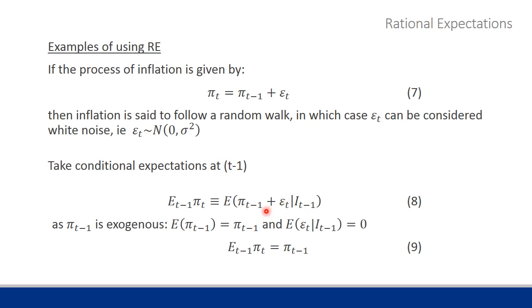Further, we can note that the expectation of pi t minus 1 is just itself. It's already happened. And the expectation of the shock, because we have given this distribution a mean of 0, is also equal to 0. So we have that E of pi t here is just equal to pi t minus 1. So that's the case of myopic expectations in the previous slides. So this is just an example of how we use rational expectations.